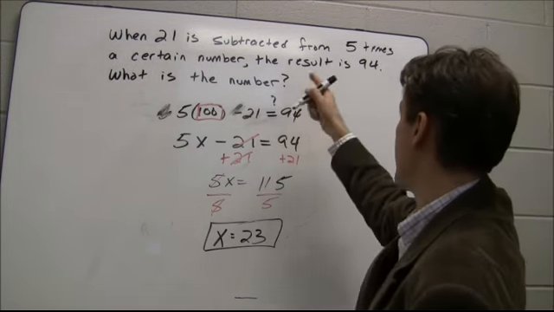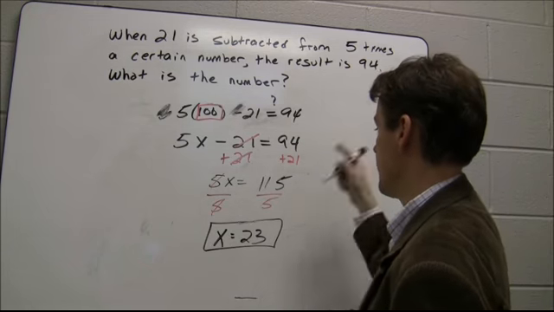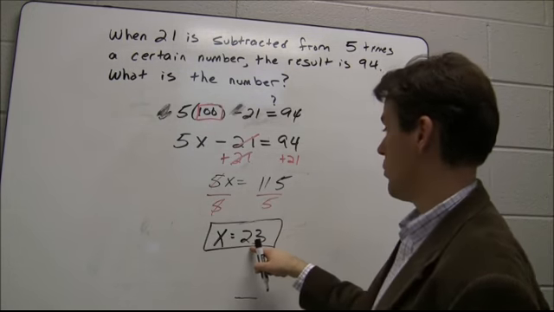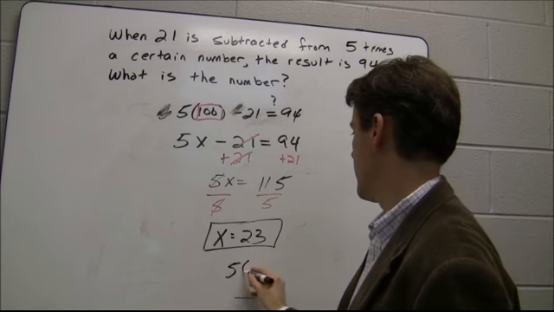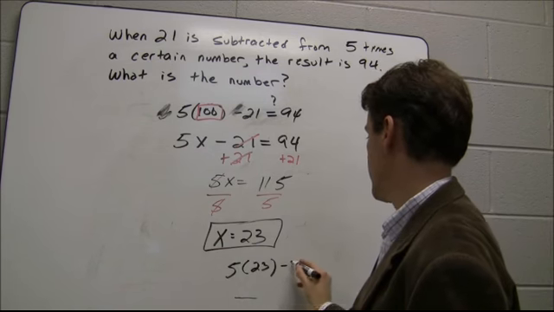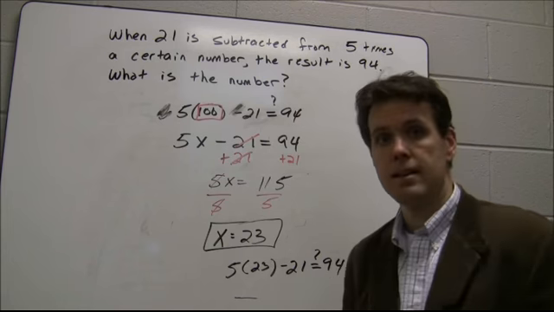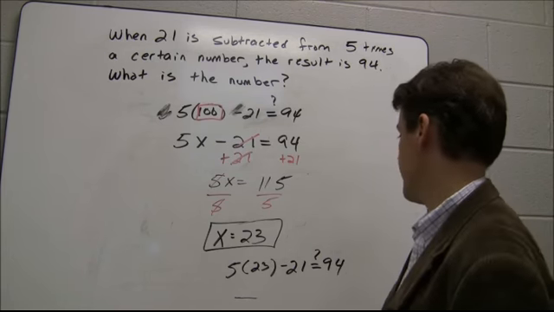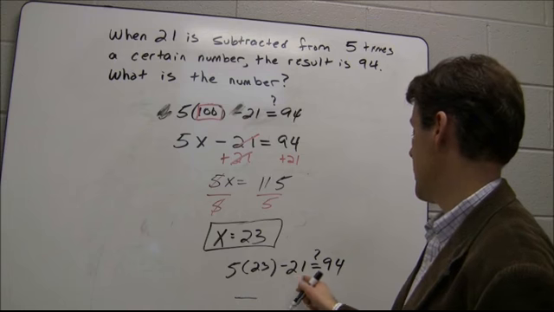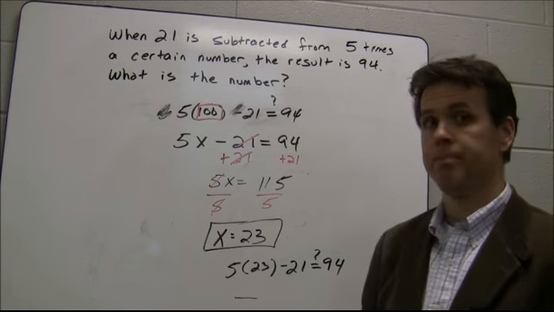And then you can look back to make sure this makes sense. When 21 is subtracted from 5 times a certain number, the result is 94. So it's 5 times 23, and then subtract 21, is that 94? I think you'll see that it is. So that'll be 115 minus 21, which is indeed 94.